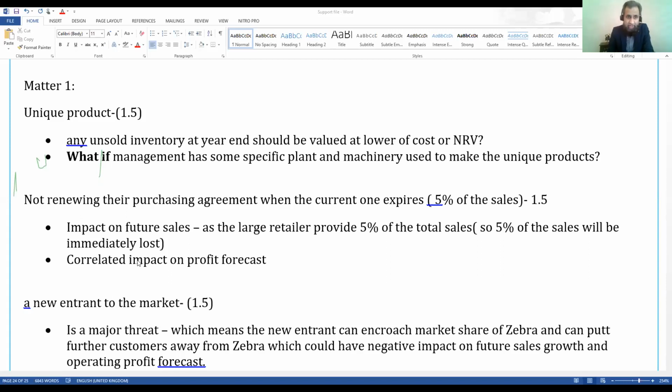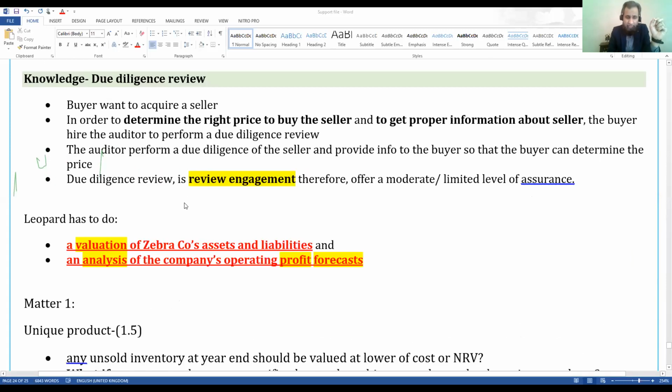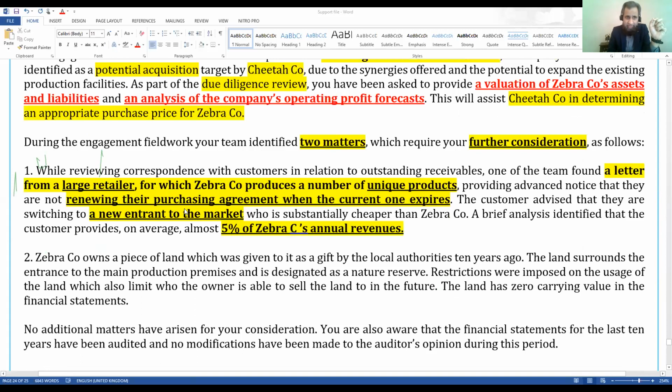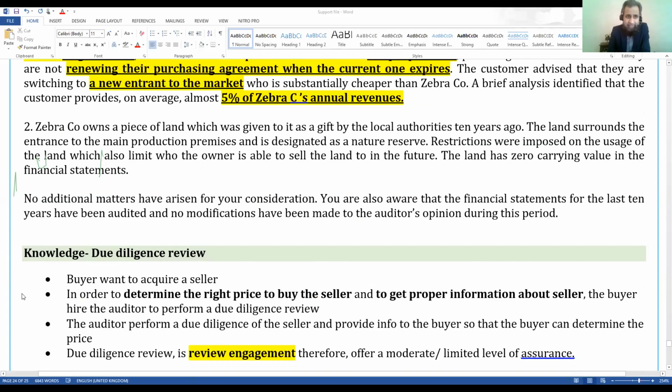Okay, moving onwards, right? The second matter. Let's see why second matter needs attention. Now, when you get to the second matter about Zebra, I hope you can see that on your screen. It says, Zebra company owns a piece of land. So if they own a piece of land, is it about the valuation? Yes, a piece of land, which was given to them as a gift by the local authorities 10 years ago. So they got a gift as a land. Good. The land surrounds the entrance to the main production premises and is designated as a nature reserve. So this land is like a nature reserve, and you got this as a gift 10 years ago.